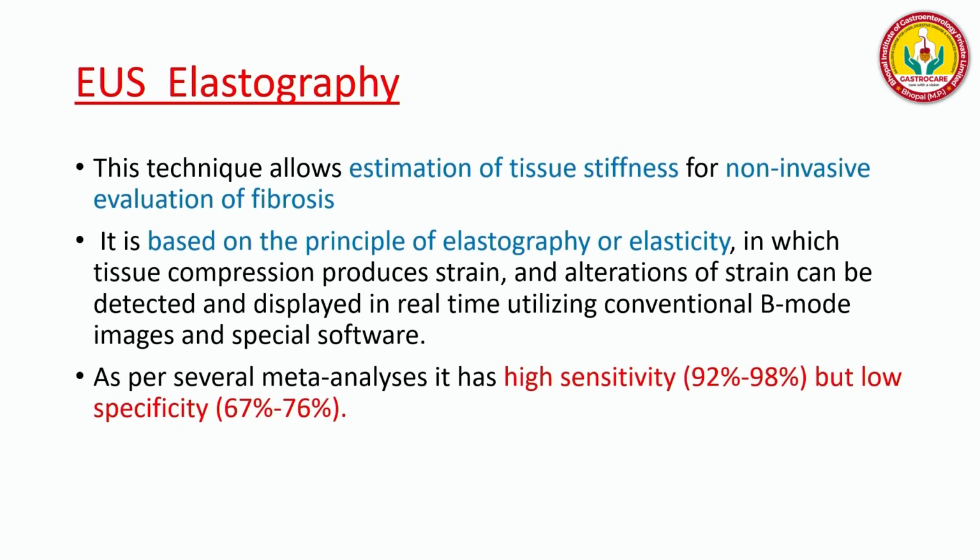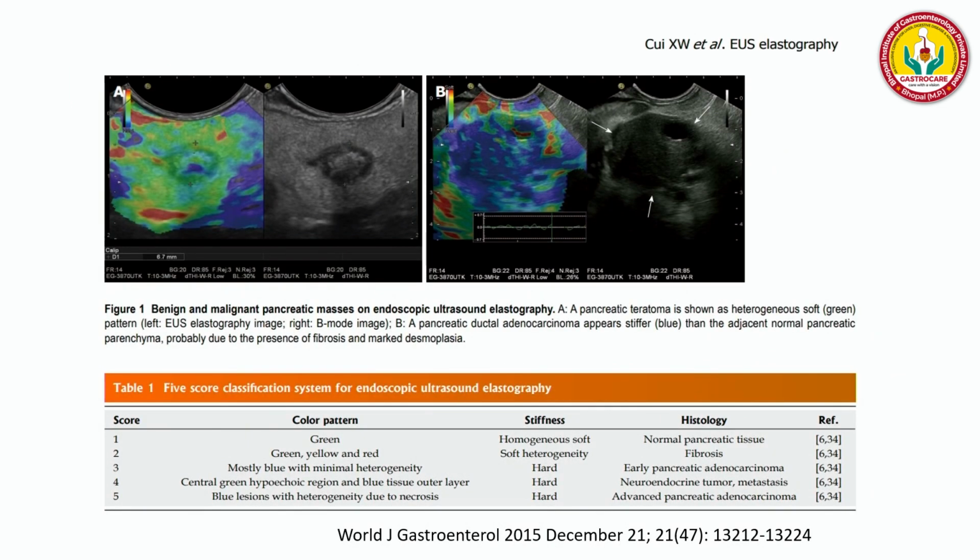Then comes EUS elastography. Basically it is a non-invasive technique where we estimate the tissue stiffness. Depending on that we are able to tell whether the tissue is normal, malignant, or fibrous, with a sensitivity of around 90 to 98% and a specificity of 67 to 76%. So these were some of the pictures.